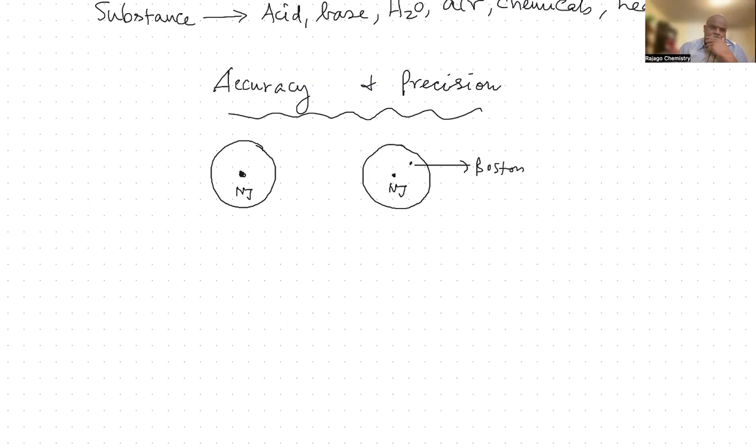This is considered a precise value. It is a close value. Okay, this is a precise value. This is the accurate value. This is what we want. But let's say the dot you threw landed somewhere here in Florida. This is both inaccurate and not even precise, right?